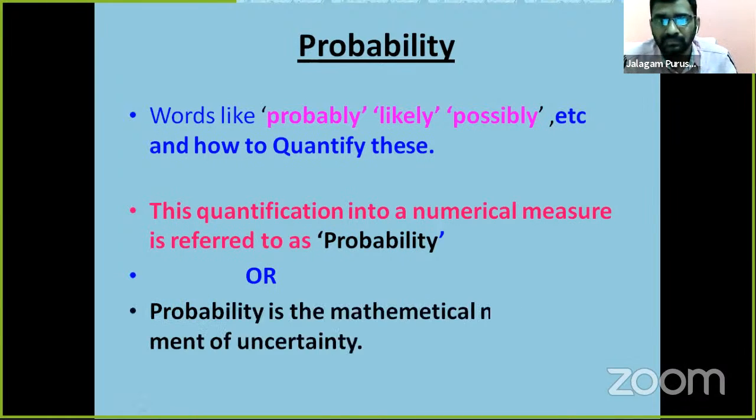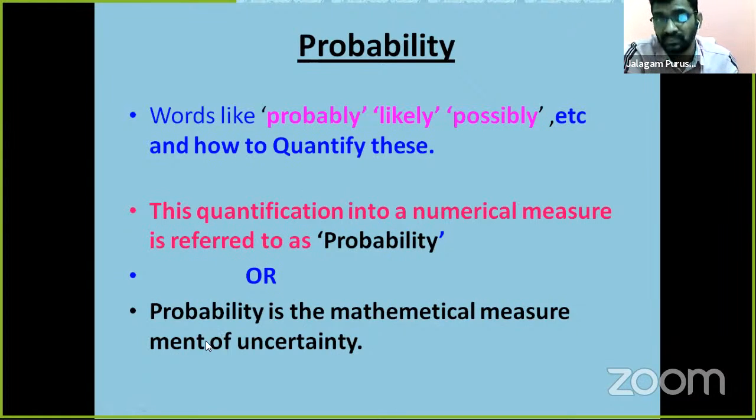Some other definition is also there. Probability is the mathematical measurement of uncertainty. Okay, children, write down the definition. Probability is one of the mathematical measurements of uncertainty. Already we learned some words: probably, likely, possibly, equally likely, certain. Already in 9th class, we gave some more examples.